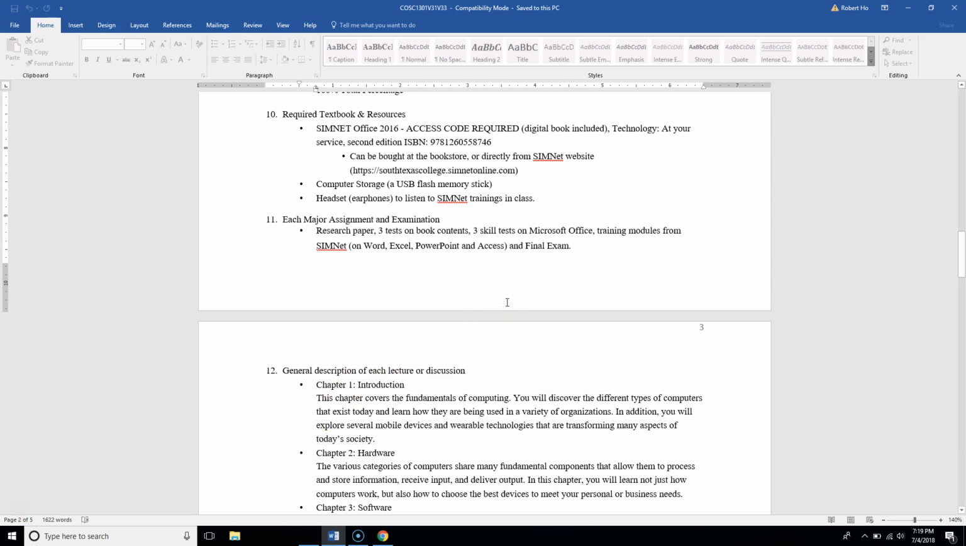Okay, the next thing that I want to discuss is major assignments and examinations. So we have a research paper, 3 tests on book content consisting of exam 1, chapters 1 and 2, exam 2, chapters 3 and 4, and exam 3, chapters 5 and 6. And 3 skill tests on Microsoft Office: Word, Excel, and Access Database. And also the training module from SIMNet consists of Word, Excel, PowerPoint, and Access lessons.